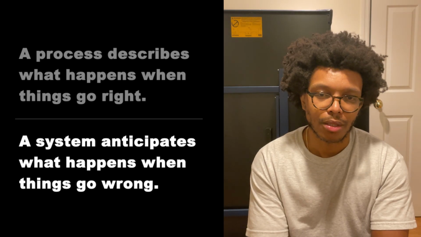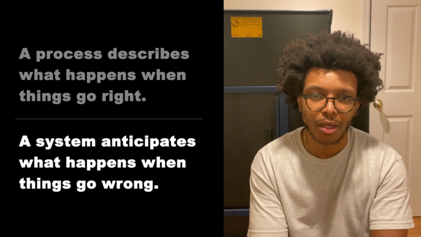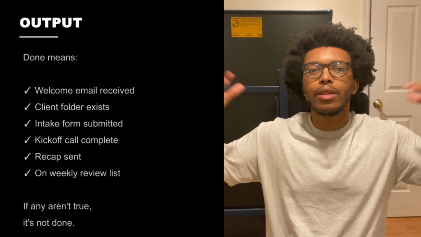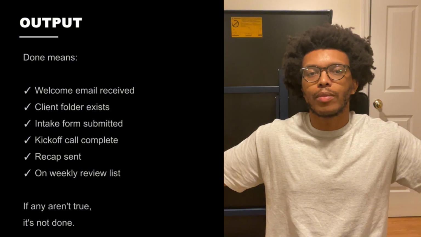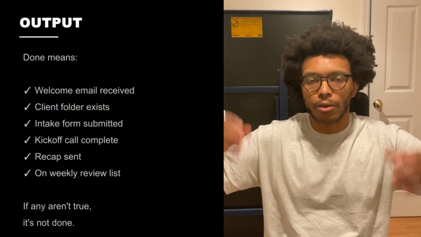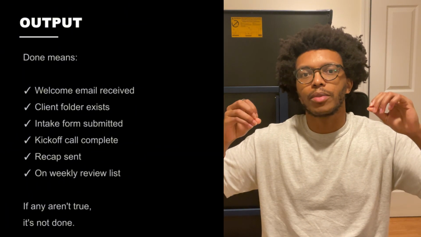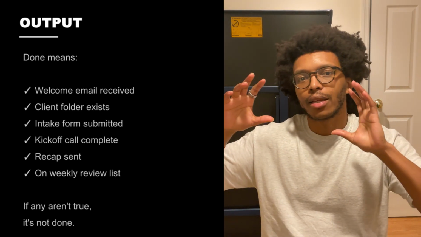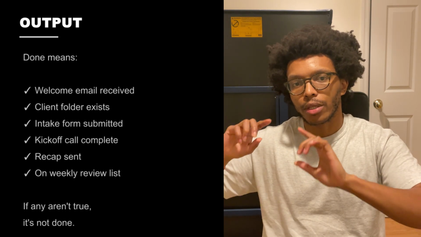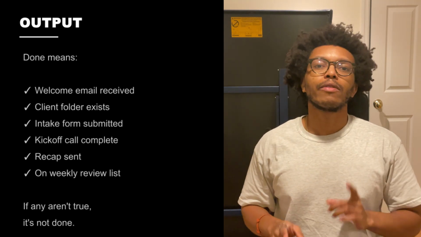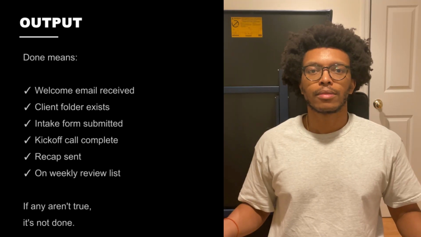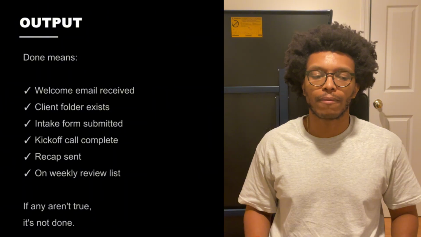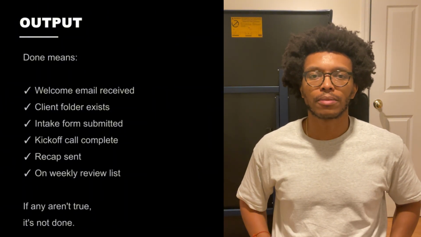In the output section, we have to define what done looks like, not vaguely, but specifically, right? So in this 48-hour flow, it means that the client has received the welcome email, the folder exists, the intake form is submitted, the kickoff call is complete, the recap is sent, and the client is on the weekly review list. If any of these aren't true, then it's not done. This prevents the "I think I finished" ambiguity that causes friction in delegation.